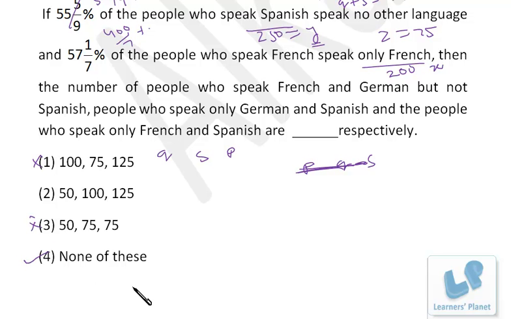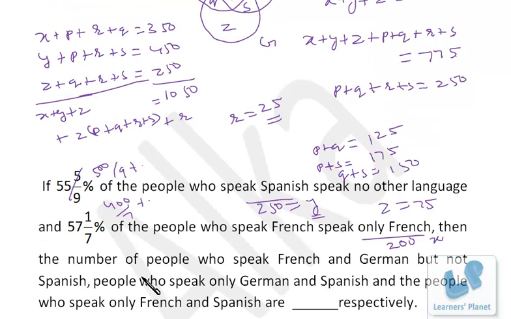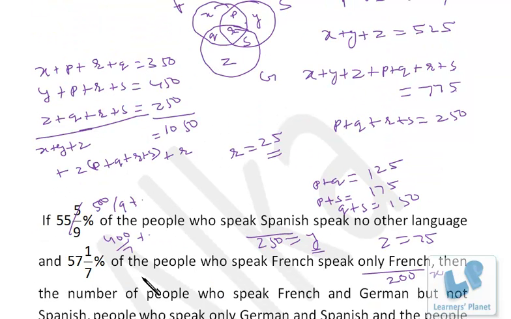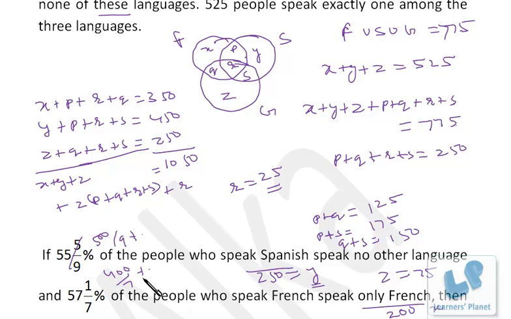Okay, initially we'll find it lengthy, not that difficult but a bit lengthy, but gradually after practice you'll be able to reduce your time, because in that case you don't have to write these many equations. Okay, we'll be discussing time saving techniques for sure.